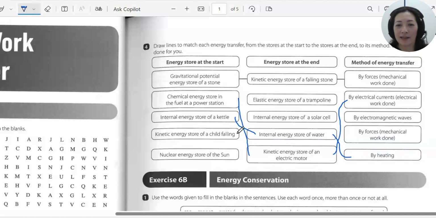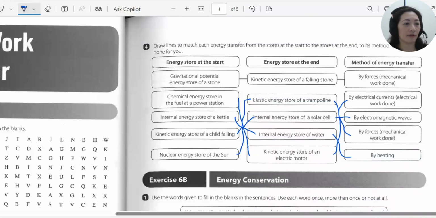Kinetic energy store of a child falling. Luckily, they're not falling down and hurting themselves. It's because they're on a trampoline, and this is by forces because there's mechanical work done. Nuclear energy store of the sun would be converted into the internal energy store of a solar cell by electromagnetic waves, because the sun releases electromagnetic waves. Infrared, ultraviolet, visible light, all of those are electromagnetic waves. So that's the answer for question 6A.